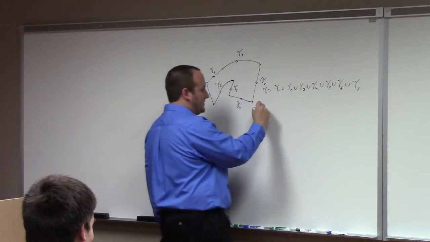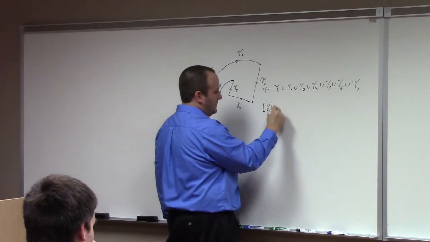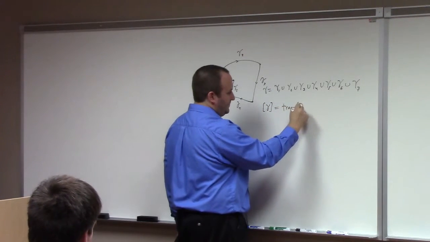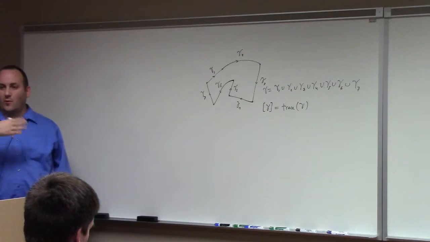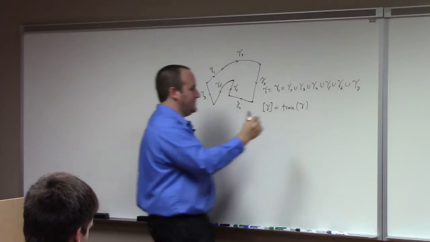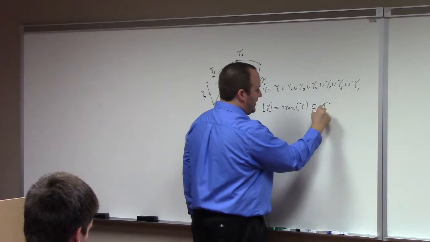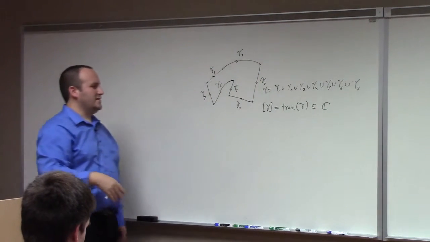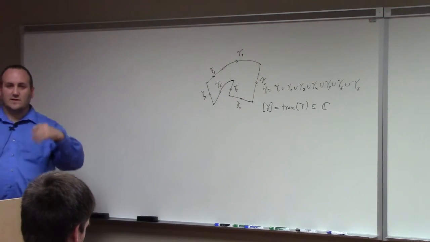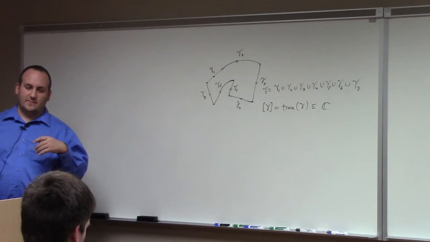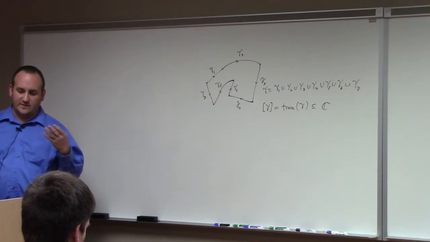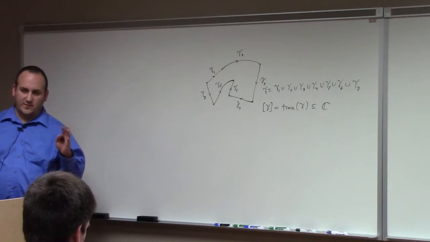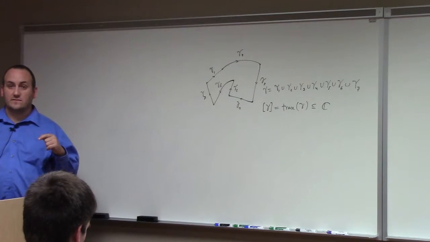Now the trace of gamma is simply this. That's just the set of points. This is a set. It's a subset of the complexes. So the trace you could think of as just the set of points, but the difference between a curve or a path and the trace is that the trace has no parameterization.